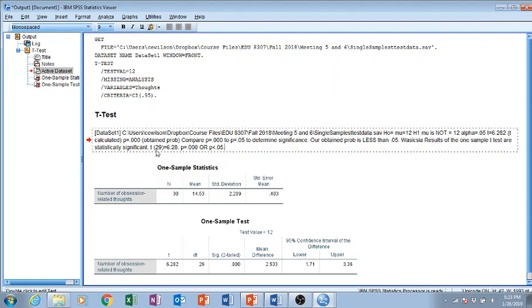But do understand where these values came from, because you will need them if you're ever writing up the results of a single sample t-test.